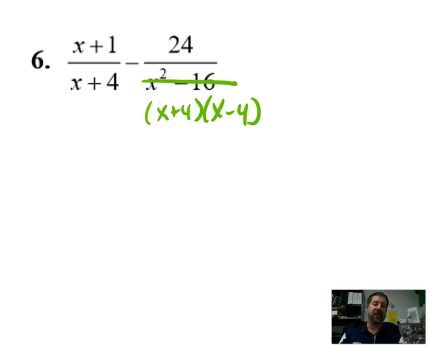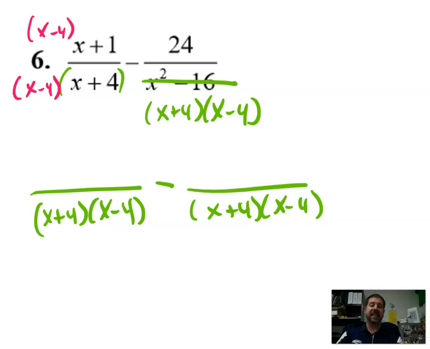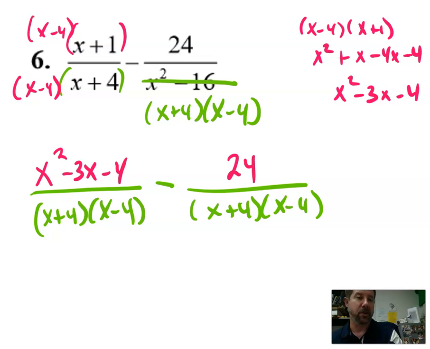Now I can see the factor pieces that I need for my common denominator. I can see that I'm going to need an x plus 4, x minus 4 on both bottoms. This already has it, so I don't have to multiply by anything. I'm going to get 24 on the top over here. I'm going to have to double distribute now, and I have to multiply by x minus 4. So when I double distribute over here, I get x squared minus 3x minus 4, and so now I have that answer there, and I can distribute my negative and put the tops together.